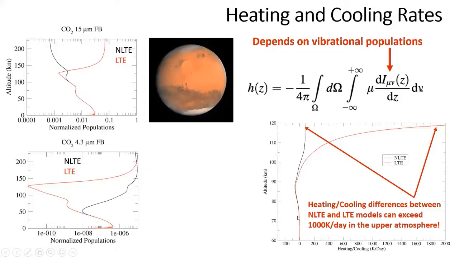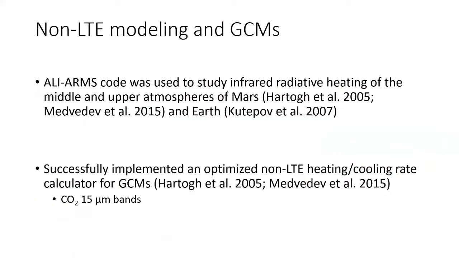And therefore, it's crucial to use the non-LTE population to estimate heating and cooling rates for the middle and upper atmosphere of a planet. Our research team, the ones who developed ALI-ARMS, has experience integrating an optimized version of our non-LTE heating cooling code. Sometimes solving for these populations and for heating cooling rates can take quite a bit of time, but we've optimized this process, and we've integrated our code into general circulation models. Studies have used our code to calculate heating cooling rates for specifically the CO2 15 micron band on Mars and Earth. And here are some citations.